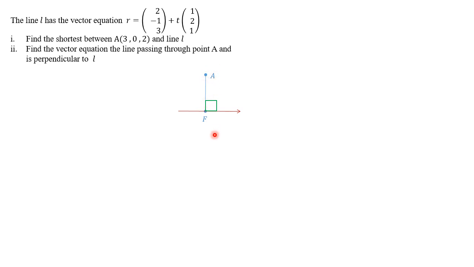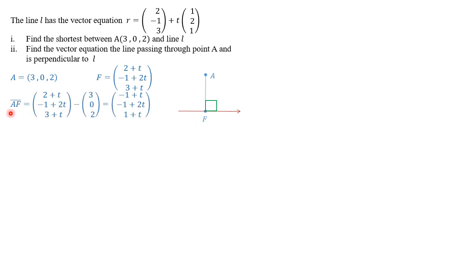Alright, so we have point A and point F here. A is the point we need to find the distance from to the line, and F is the coordinates of the foot. We know that AF is perpendicular to the direction of the line. A is 3 0 2, and F is the general point where we don't know the value of the parameter t. So we can treat F as 2 plus t, minus 1 plus 2t, 3 plus t. Now we need to find AF, and also find the dot product between AF and the direction of the line, so that we can find the value of the parameter.